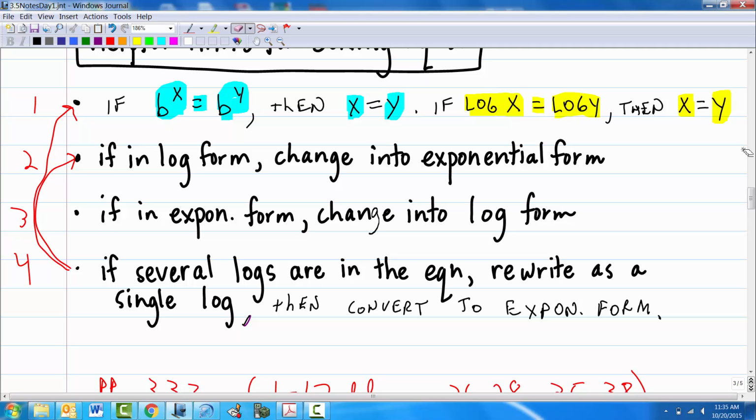And then number 4 is actually number 1. But you might have to do number 4. Actually, number 4 could turn into either 1 or 2. But if you have more than one log on one side of an equation, use the sum difference rule and then actually the exponent rule. I think you're fine on that.